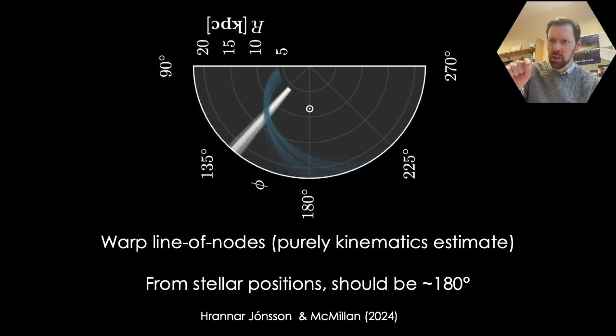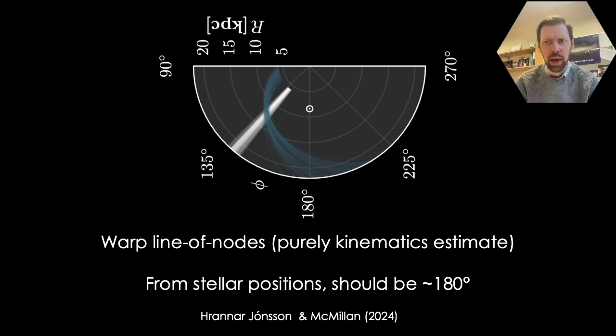What we then have is this line of nodes, this line where the warp is going through z equals 0. And that's at around 140 degrees, where the sun is at 180 degrees in the kind of plane of the galaxy. And that's a surprise, because when we look at the positions of stars, that line of nodes appears to be at about 180, very close to where the sun is sitting. So this is an unusual and unexpected result.